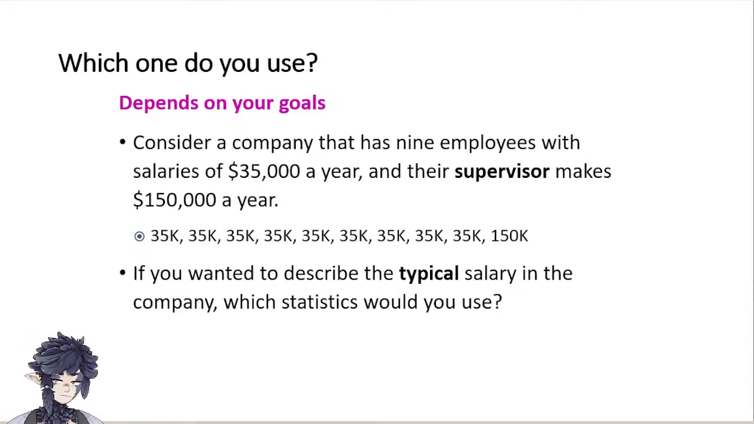We have 9 people making 35,000 and 1 person making 150,000. Wonder what I would pick. Ooh. Got 2 different opinions. And like I said, there might be multiple correct answers for this one. Just because you 2 disagree doesn't necessarily mean that one of you is wrong. Going to give it a few more seconds.